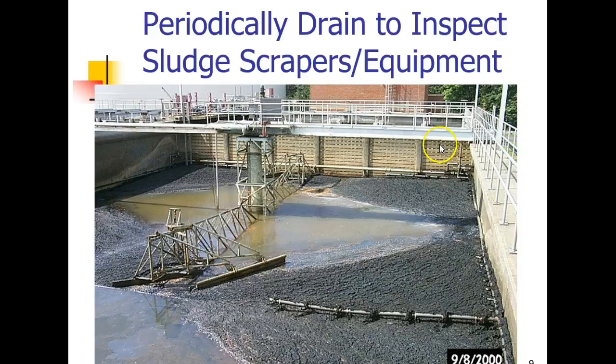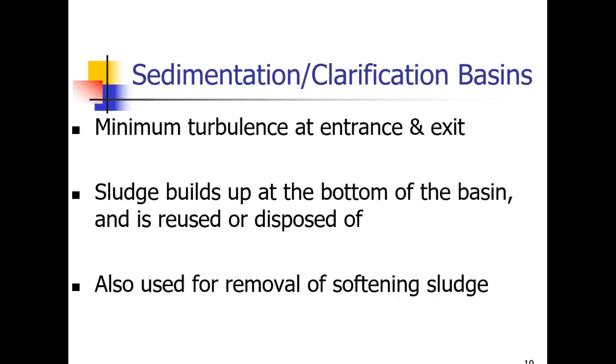So here's one that's drained out, and again, periodically drained to inspect the sludge and scraper equipment. Again, we have corrosion factors, mechanical issues, all that kind of thing. But it gets into the maintenance and operations. So we want minimum turbulence at our entrance and our exit. Again, we want this to move slow.